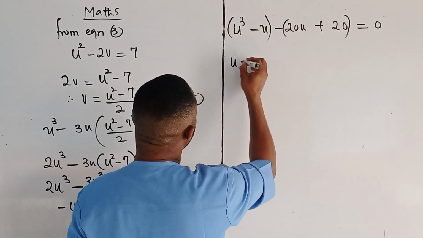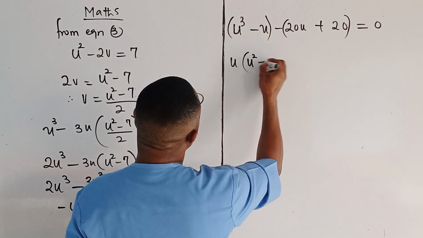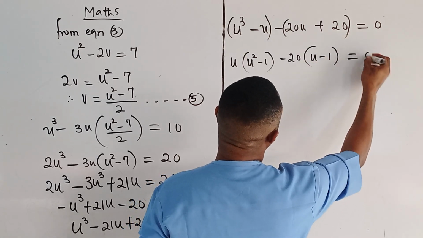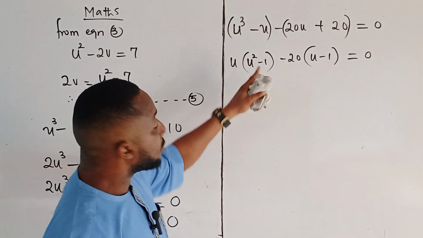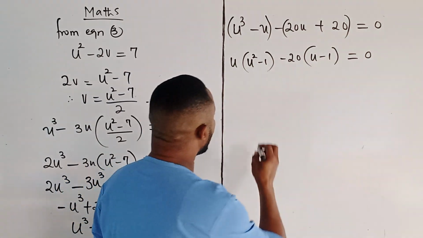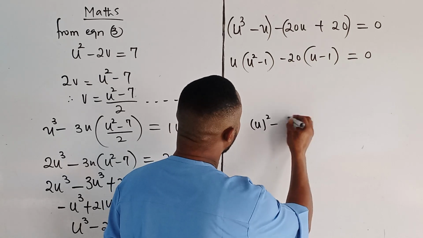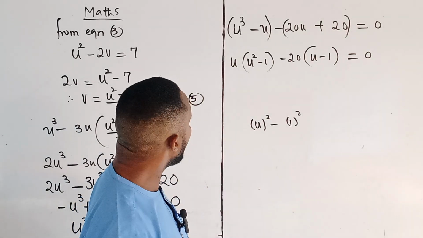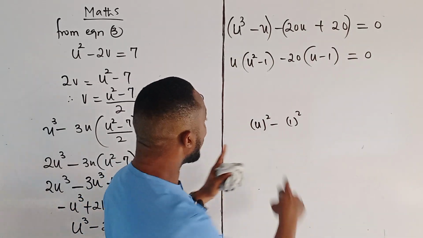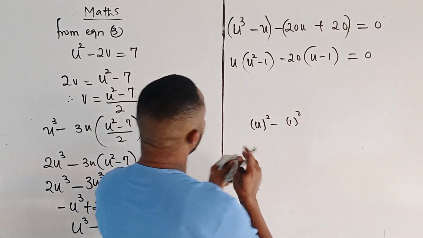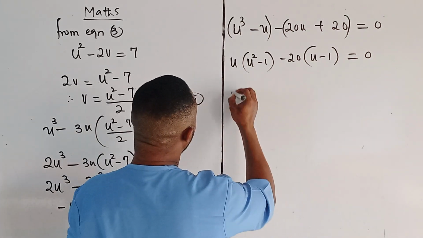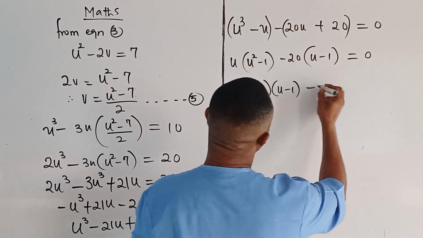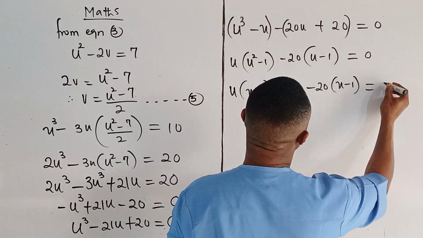So u is common in this first group. I will have u squared minus 1. 20 is common here. I will have u minus 1, everything equal to 0. Now, u squared minus 1 is actually a difference of two squares: u all squared, 1 all squared. So difference of two squares, another famous formula. We take the sum of these two, then we take the difference as well. So for u squared minus 1, I will write it to be u plus 1, then u minus 1. I'll write negative 20 times u minus 1, everything equal to 0.